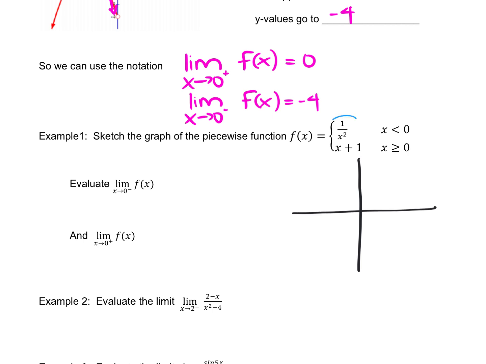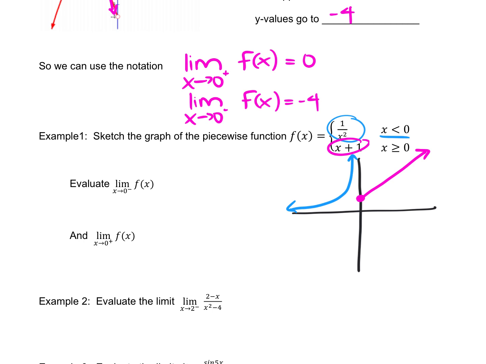What is this first equation? What does that look like? It's one of our parent functions. 1 over x squared. This is the volcano. Okay, remember the volcano? And which part of the volcano is it? The left side. So there's my volcano graph. What's the second piece look like here? Yeah, it's just a line. Where does my line start? At 1, and has a slope of 1.